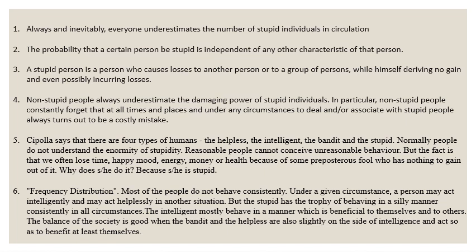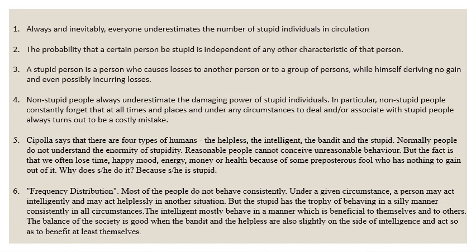The second law states that the probability that a certain person be stupid is independent of any other characteristic of that person. So there's not one fixed rule to be stupid. Any person on this planet who is handsome can be stupid, who is intelligent can also be stupid, who is responsible can be stupid, right? So any person can be stupid, possessing different characteristic traits, they can still be stupid, right?